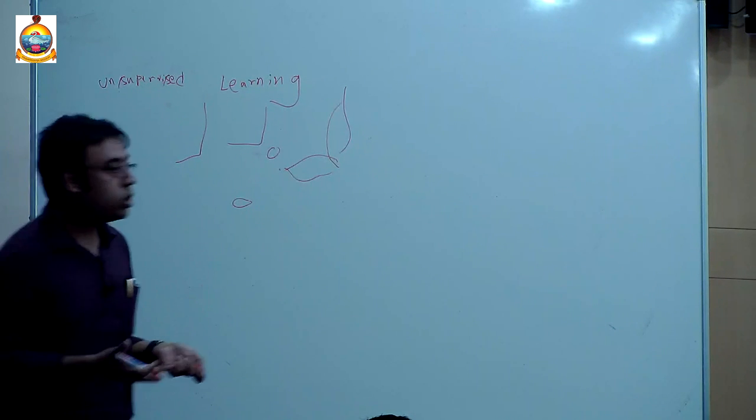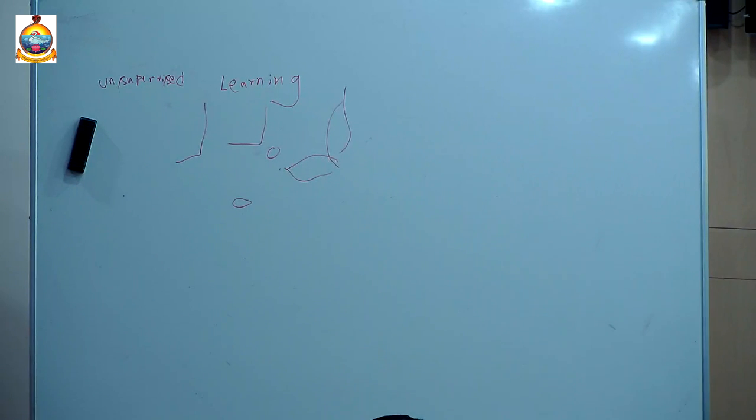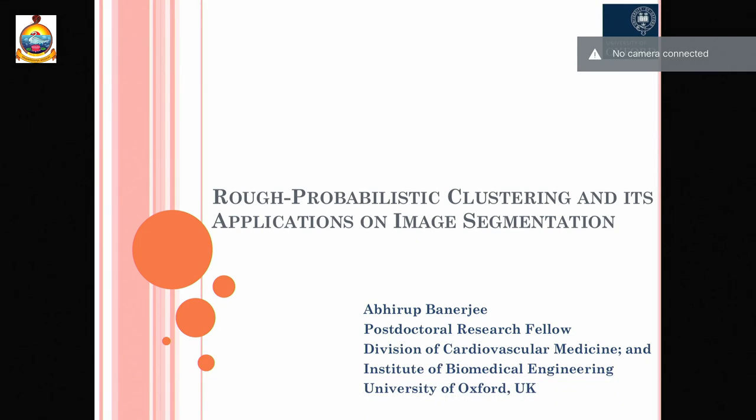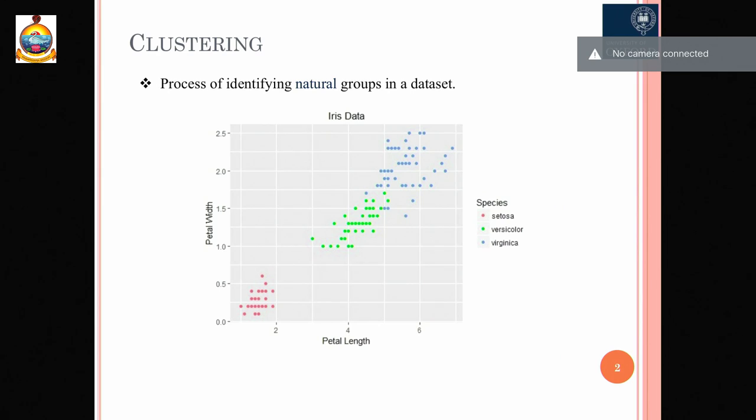So what is clustering? Clustering formally is known as the process of partitioning an image space, or the process of identifying natural groups in a data set. Now this word natural is very important. So you have to identify or partition a set.